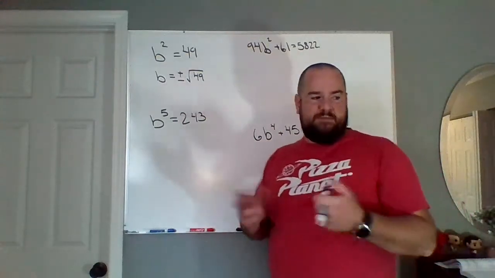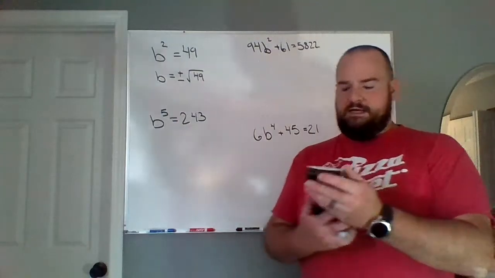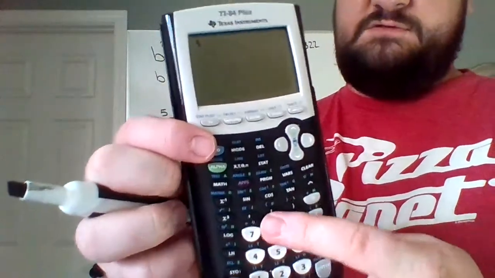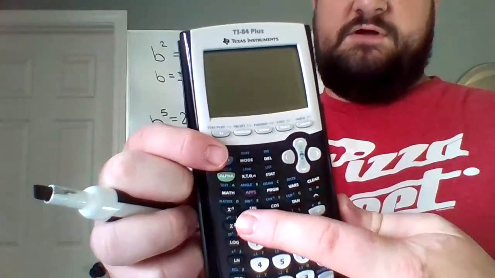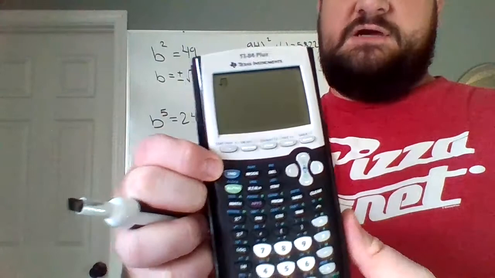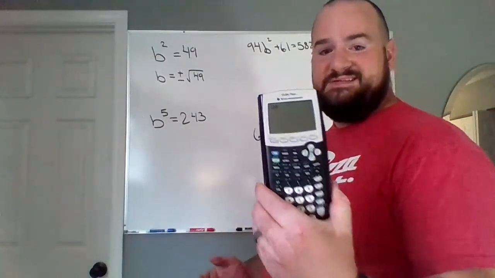So now I can just grab my calculator, and I can simply use the square root button, which if you look on your calculator, if you have the same, either the 83 or 84, it's right here. So you have to hit the second button, and then that guy right there. And then we type 49 in, and lo and behold, 7.